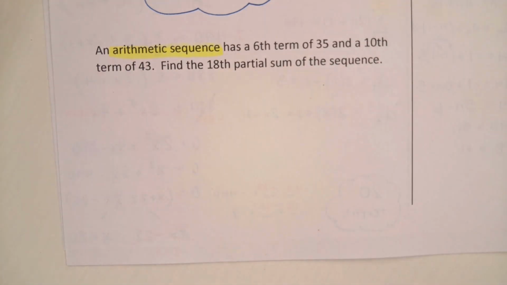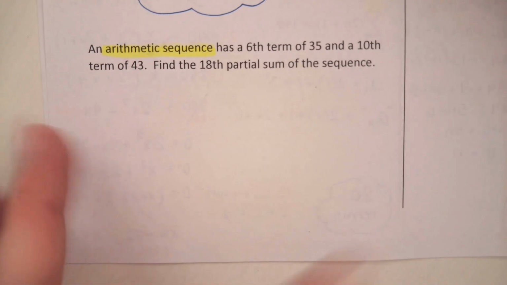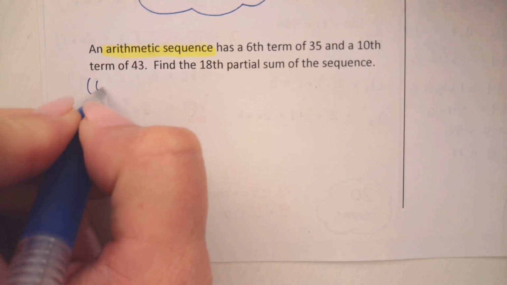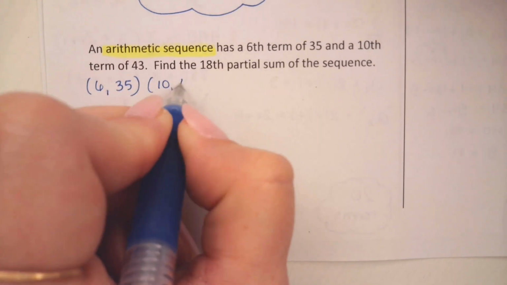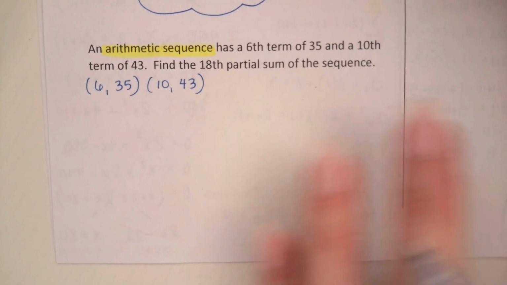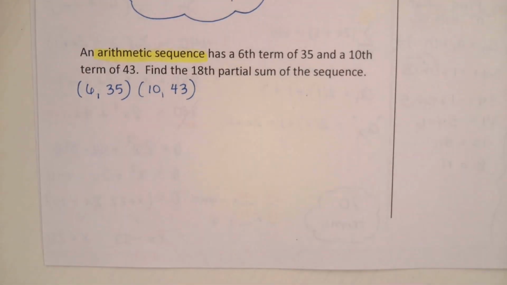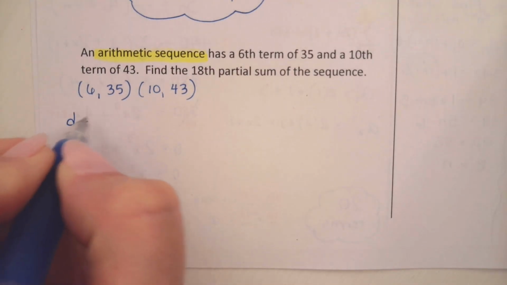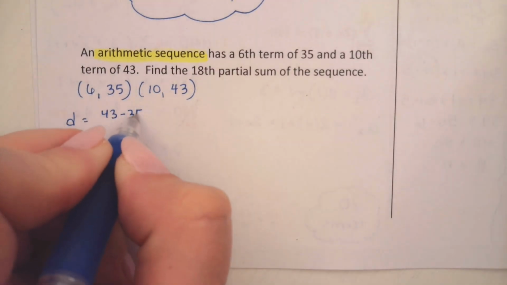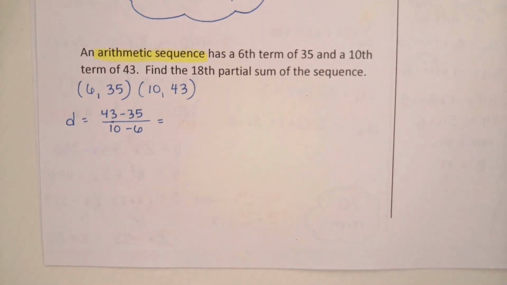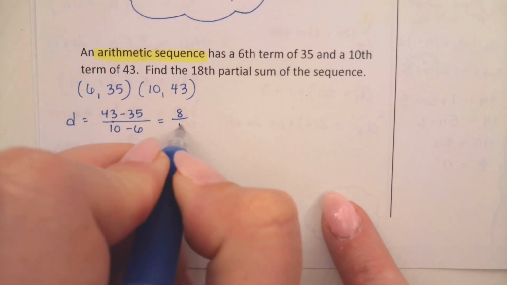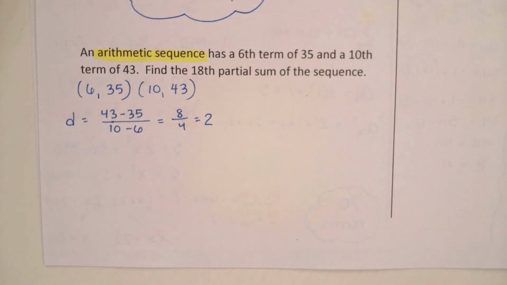I feel like I need more room, but oh well. So we'll have 6th term is 35, so 6 comma 35. And then 10th term is 43. Okay, so we first found the slope between these, which would actually be the common difference. So 43 minus 35 over 10 minus 6. 43 minus 35 is 8. 8 over 4 would be 2 for the common difference.